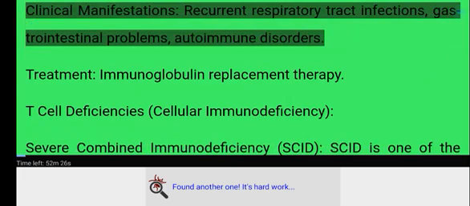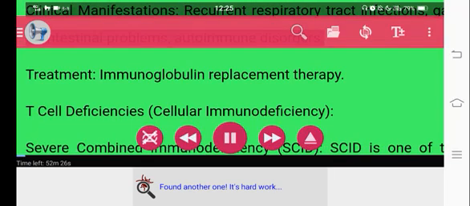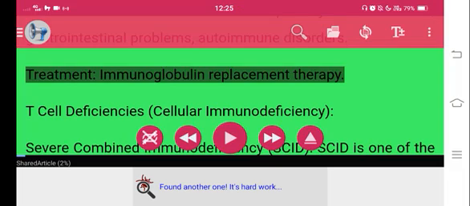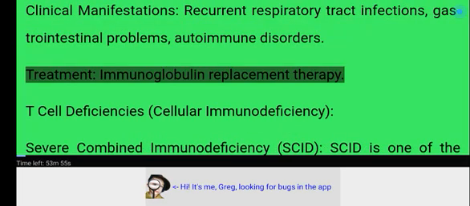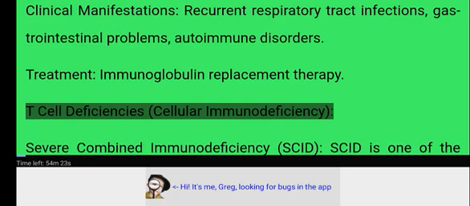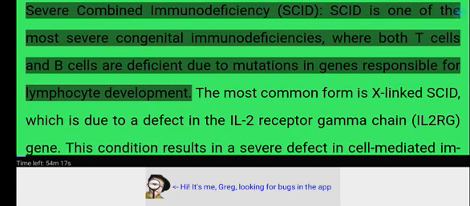Clinical manifestations: recurrent respiratory tract infections, gastrointestinal problems, autoimmune disorders. Treatment: immunoglobulin replacement therapy. T cell deficiencies, cellular immunodeficiency. Severe combined immunodeficiency. SCID is one of the most severe congenital immunodeficiencies, where both T cells and B cells are deficient due to mutations in genes responsible for lymphocyte development.